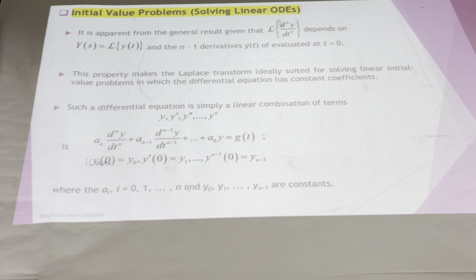For example, let's see example 9a. Find the solution for the following initial value problem. So this is a linear differential equation. We have here the term dy over dt, here we have the term minus 5y, and this is equal to 15.